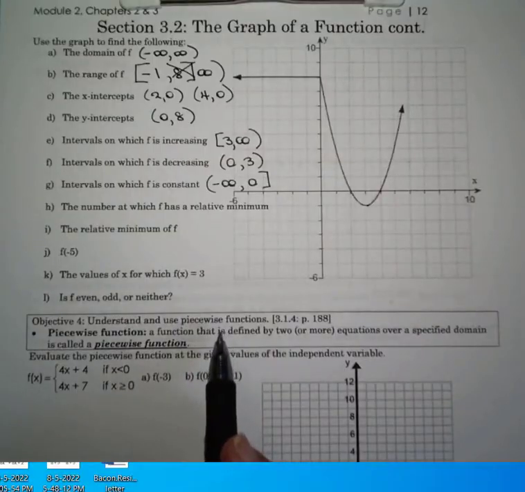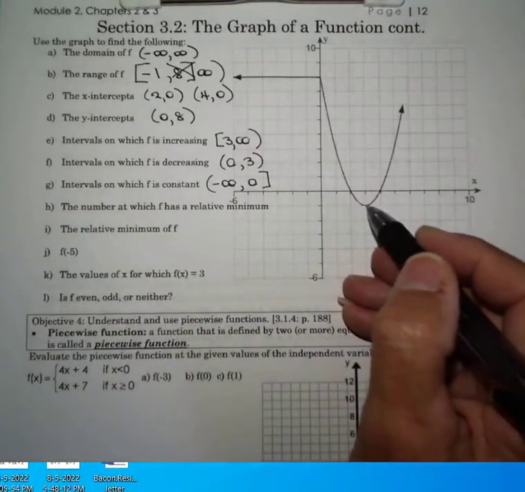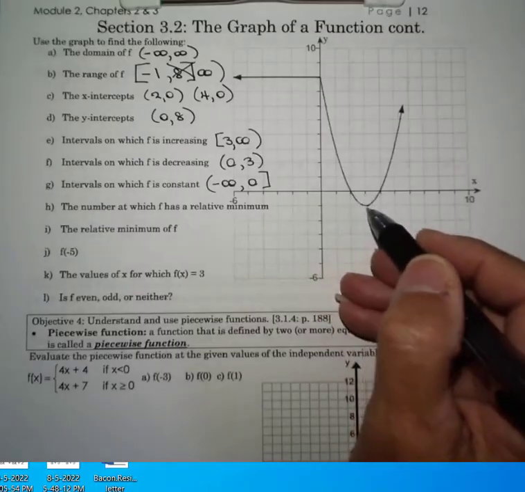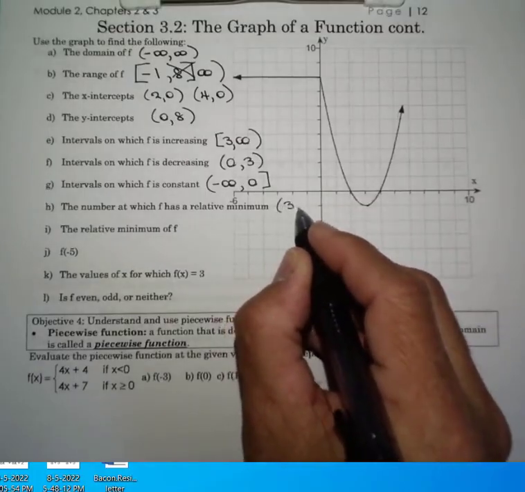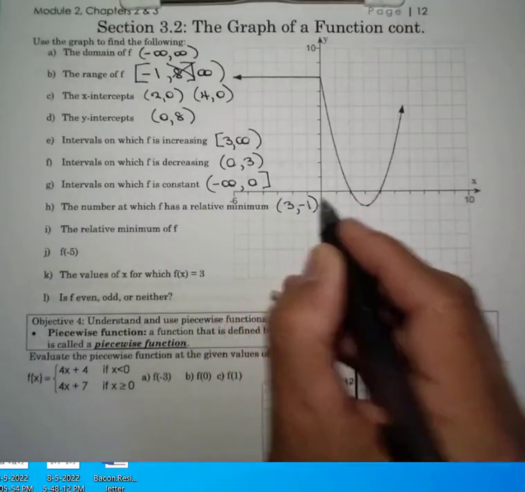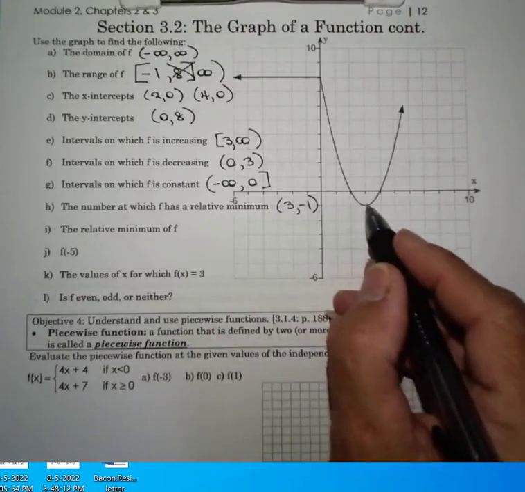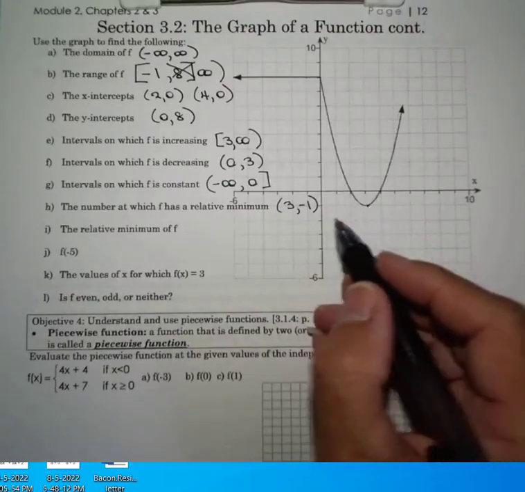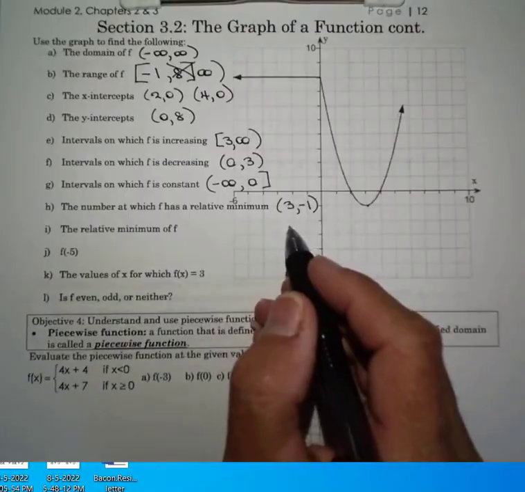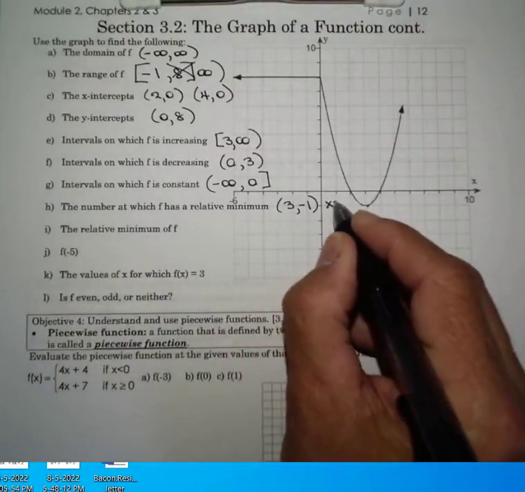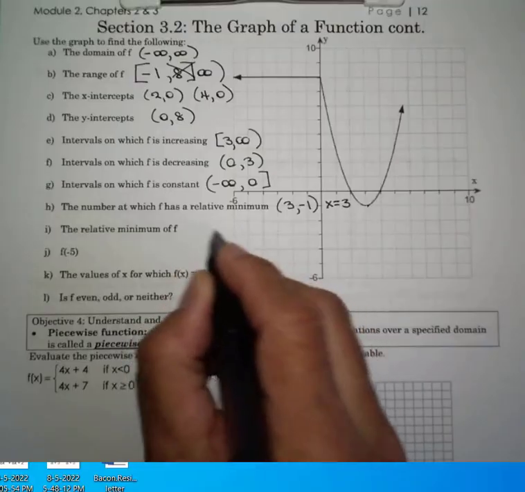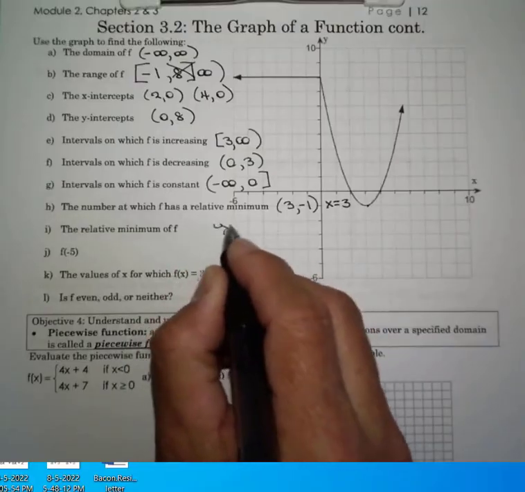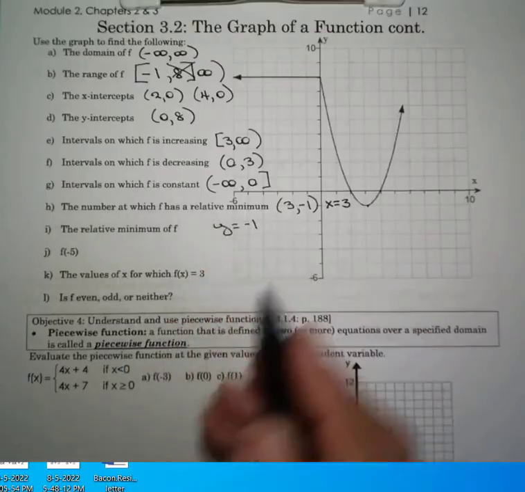Now, where does it have a relative minimum? Well, I think this would be my relative minimum, where x is equal to 3 and y is equal to negative 1. It's going to be my relative minimum, and the number at which it has the relative minimum would be 3, -1. You could say x is equal to 3 for that one, and the relative minimum is going to be (3, -1), or y is equal to -1. I'll write it a different way.